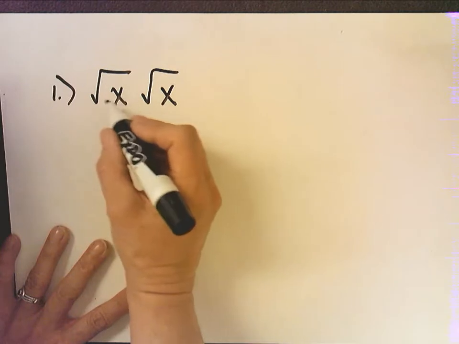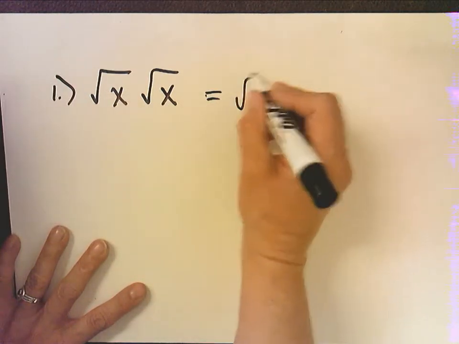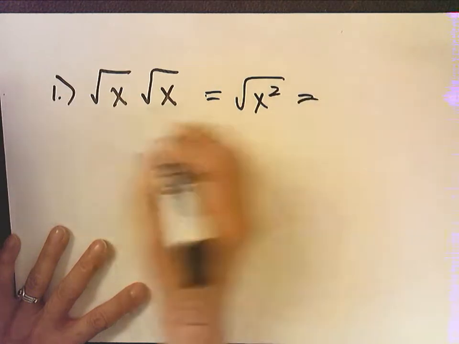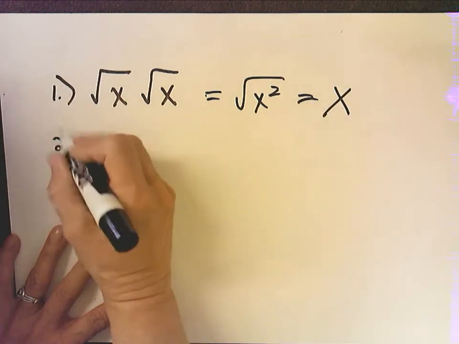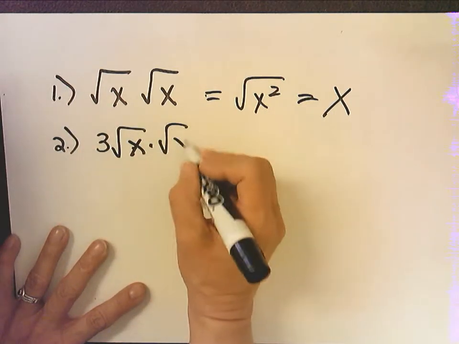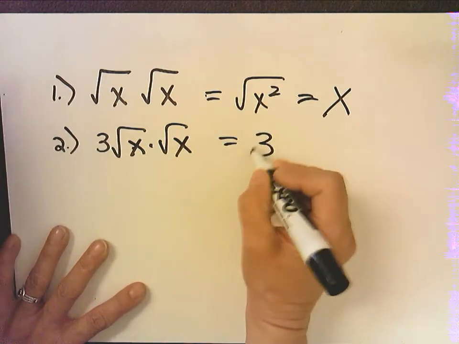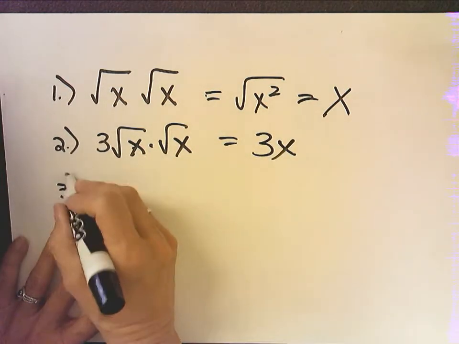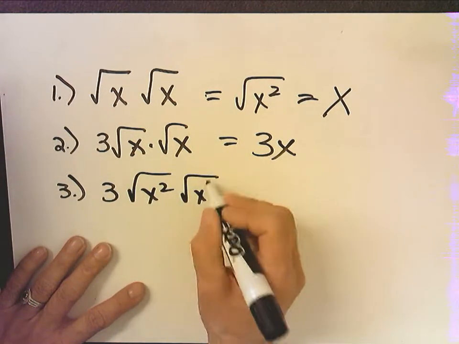So, when you just apply the product property of radicals, this becomes root x squared, but as we said before, root x times root x is just x. Now, if you have 3 root x times root x, root x times root x is x, times 3 is 3x. For number 3, we have 3 root x squared times root x to the third.